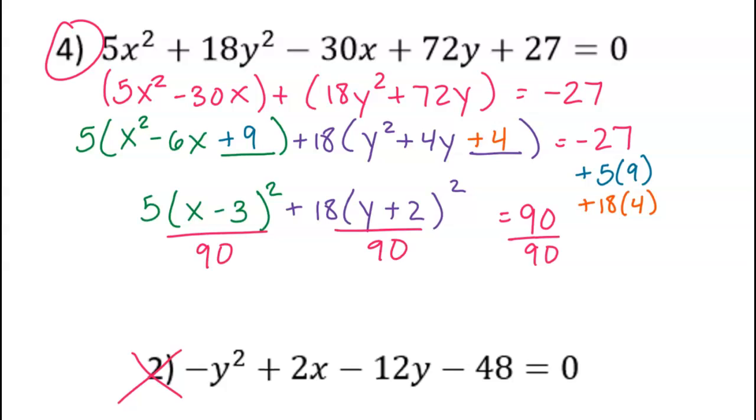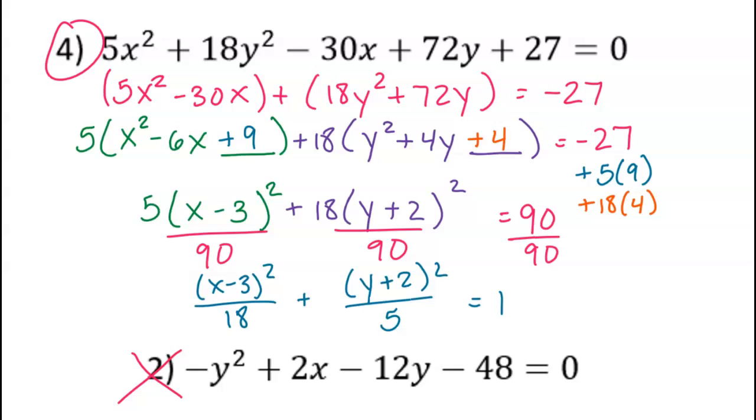So 90 divided by 90 is 1, which is what I wanted. 5 over 90 actually simplifies to a denominator of 18. And 18 over 90 simplifies to a denominator of 5. And you're done. You have found the standard form of this ellipse.